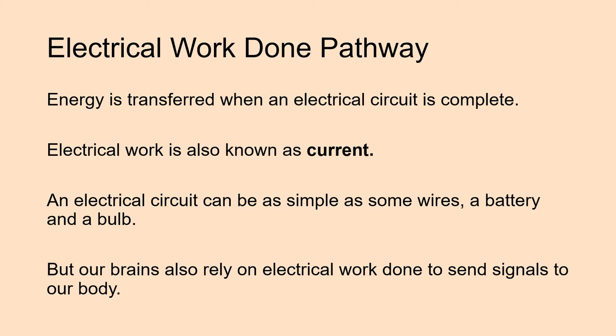The final way that energy can be transferred between energy stores is the electrical work done pathway. Energy is transferred when an electrical circuit is complete. This electrical work is also known as current. An electrical circuit can be as simple as some wires, a battery and a bulb, or it can be as complicated as our nervous system. This is where our brains rely on electrical work done to send signals to the rest of our body via our neurons and our spine.